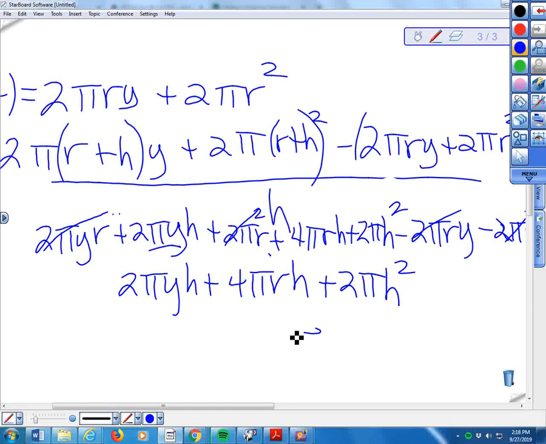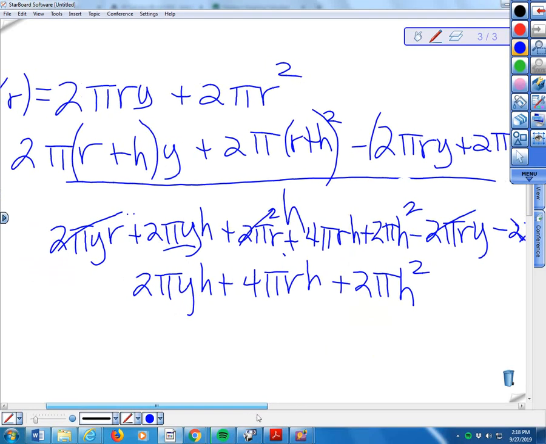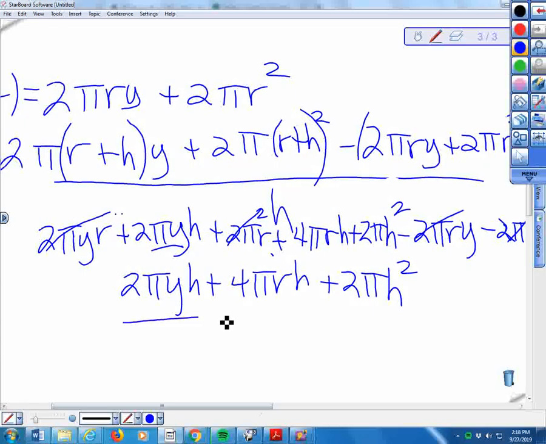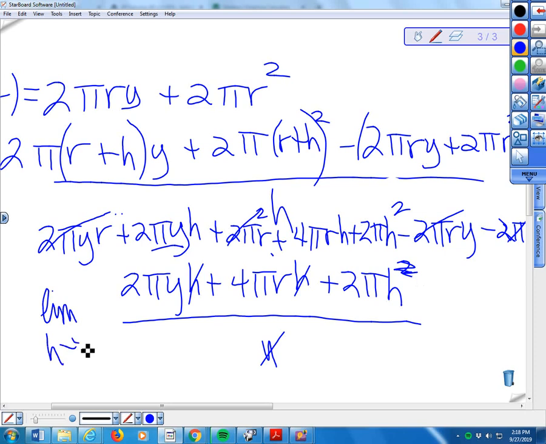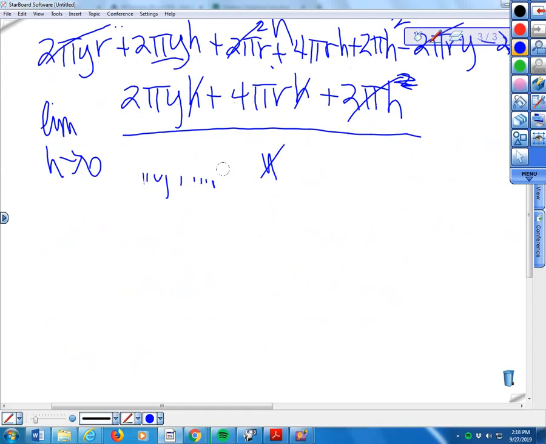And everything else is gone. Okay, this is all over h. And then one of these is gone. And as it goes to 0 then, if I take the limit as h goes to 0, this goes away, and I'm just left with 2 pi y plus 4 pi r. And remember, at the beginning, I substituted y for h.